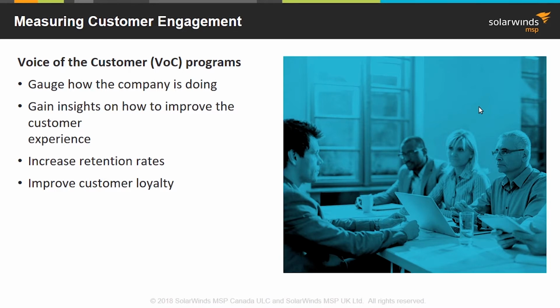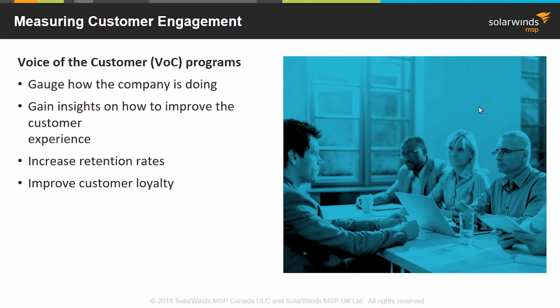Additionally, we tend to fall back on anecdotal information and feedback from our best customers, instead of having a holistic and data-based view on our customer experience. A formal voice of the customer program helps address this through a standard measurement applied to all customers that include a feedback loop. This allows you to gauge how the company is doing, gain insights on how to improve the customer experience, and subsequently increase retention rates.